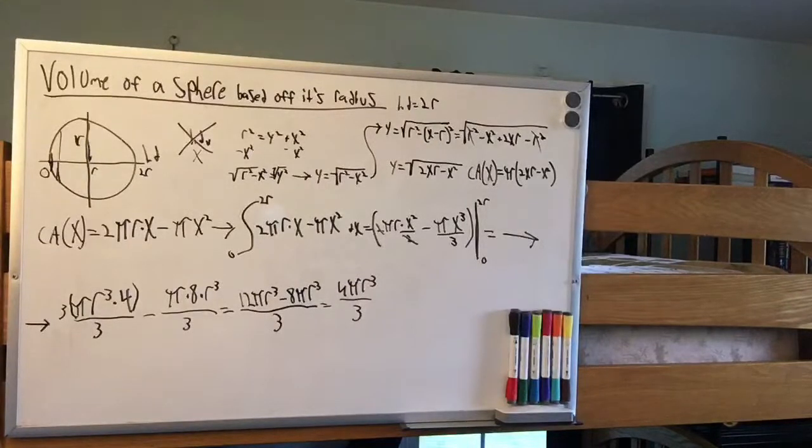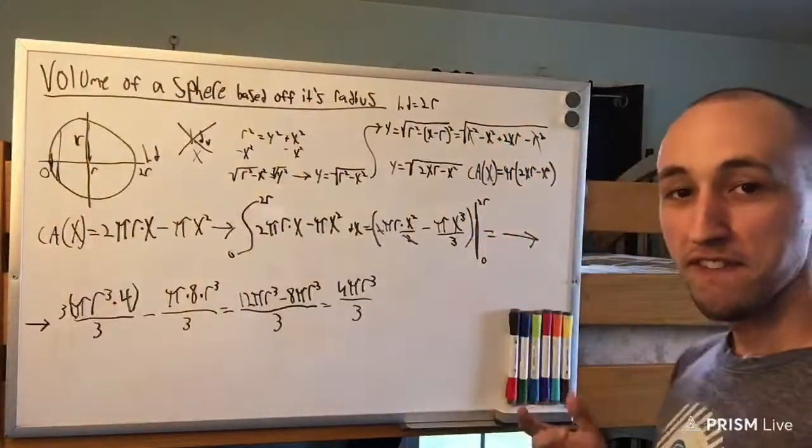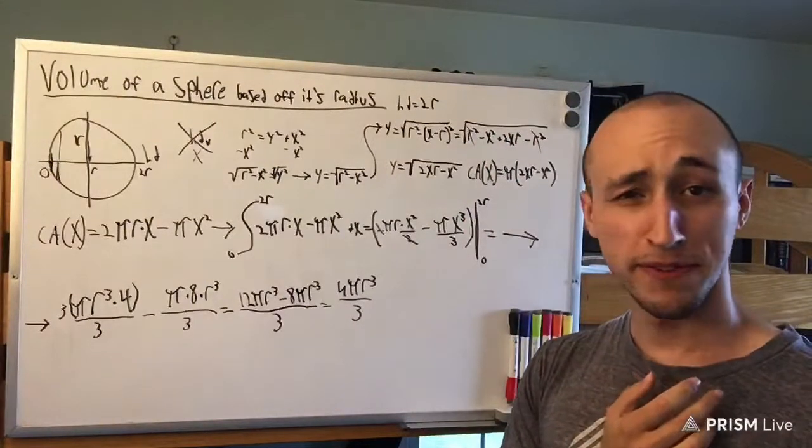Volume of a sphere. 4/3 pi r squared. Yes! Hold on. Victory.